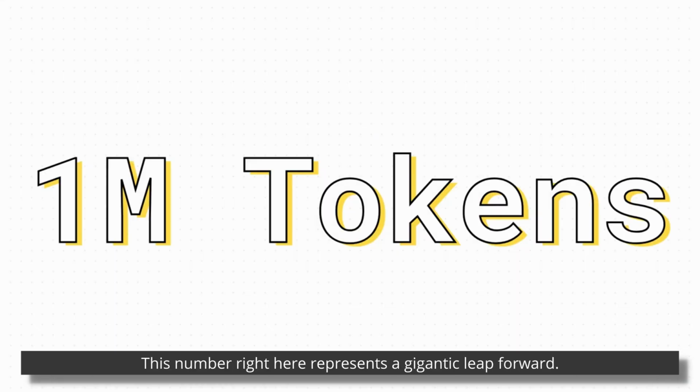This number right here represents a gigantic leap forward, and it's all about something called the context window. Just think of it as the AI's short-term memory. And 1 million tokens is so huge, it's like telling the AI to read 8 entire novels and then having a detailed conversation with it about all of them, without it forgetting a single thing.